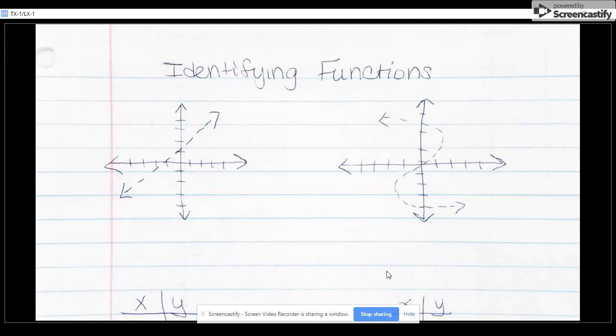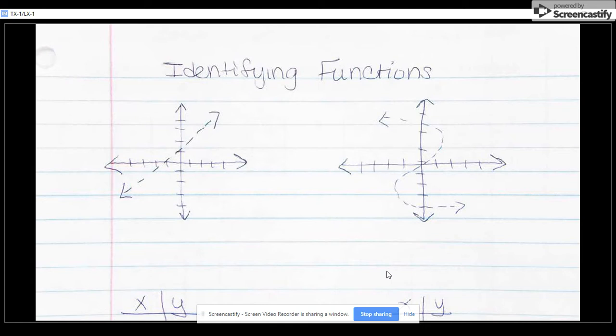Hi everyone. Today we're going to be talking about identifying functions. So a function is a line where every input, also known as an x value, has only one output, also known as a y value. So what we're looking for are points within the graph. We want to make sure that each point has an x value that only one y value is with it.